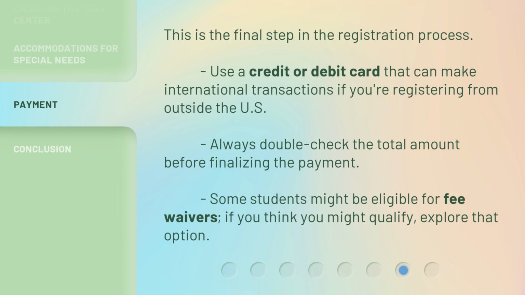This is the final step in the registration process. Use a credit or debit card that can make international transactions if you're registering from outside the US. Always double-check the total amount before finalizing the payment. Some students might be eligible for fee waivers. If you think you might qualify, explore that option.